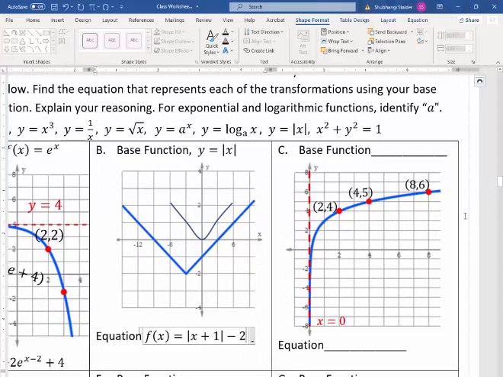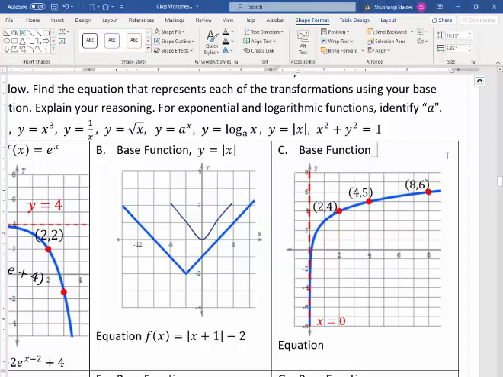What about this shape? x, x squared, x cubed, 1 over x, square root x, a to the power x, log x. What do you see? Log x. Log, very good. What base? You'll have to think about how to figure out what the a is. So the log function is our base function.